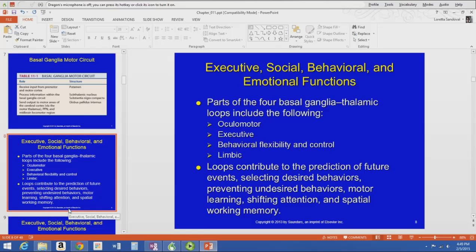But the basal ganglia, besides their motor functions, they also have a huge effect on executive function, social, behavioral, and emotional functions. So there are a lot of different loops that go from the basal ganglia to the thalamus, the oculomotor loop, the executive loop, behavioral flexibility and control, and the limbic loop. So they contribute to the prediction of future events, selecting desired behaviors, preventing undesired behaviors, motor learning, shifting attention, and spatial and working memory.